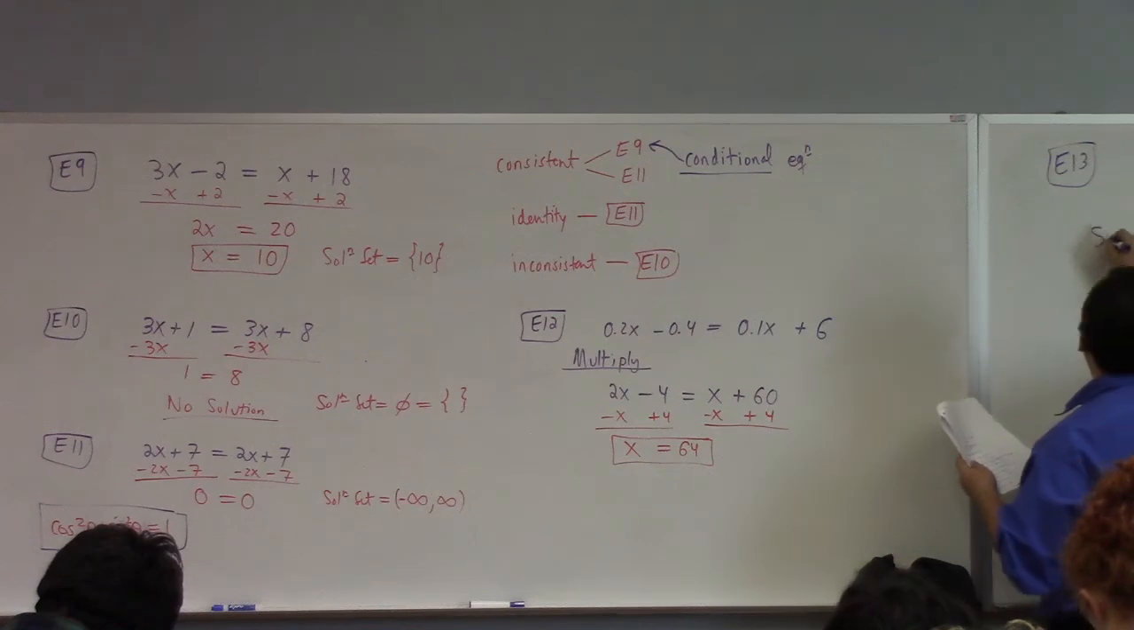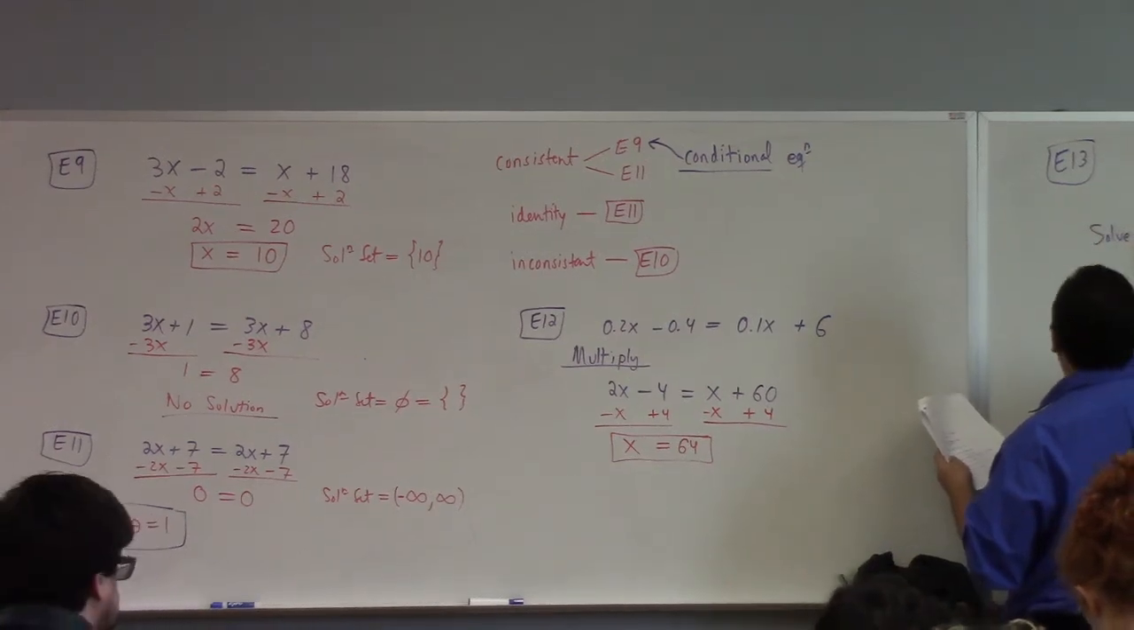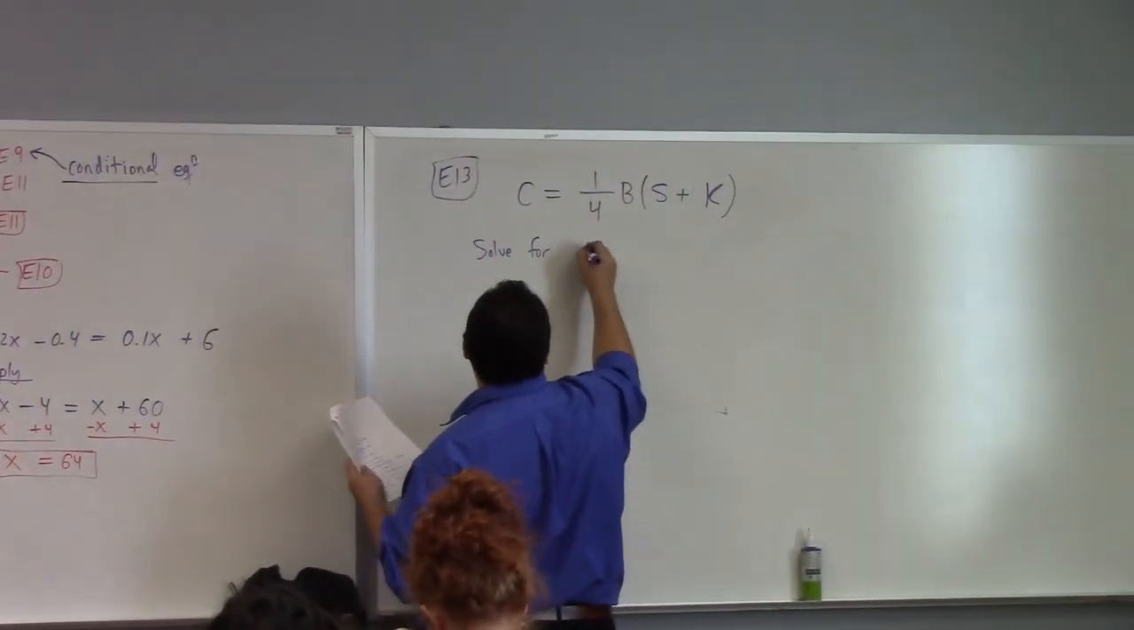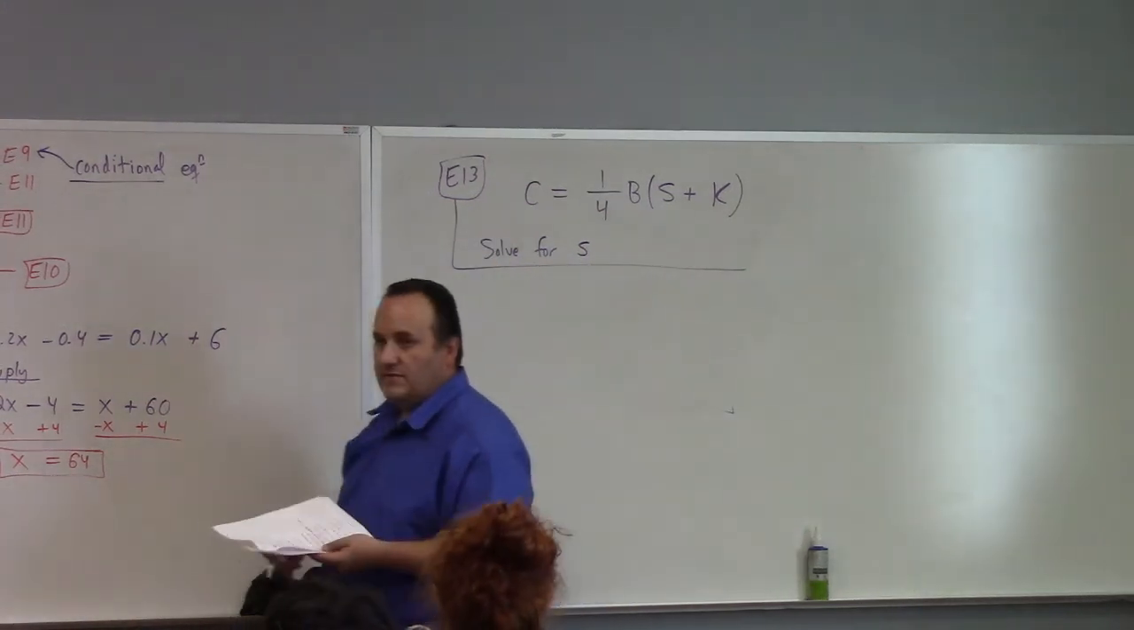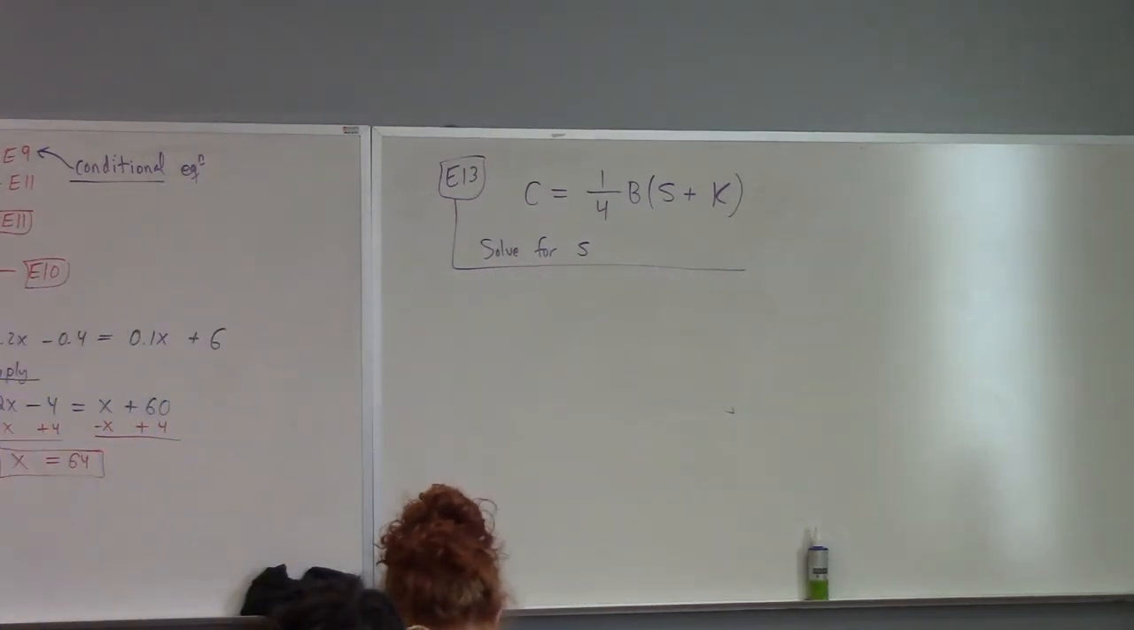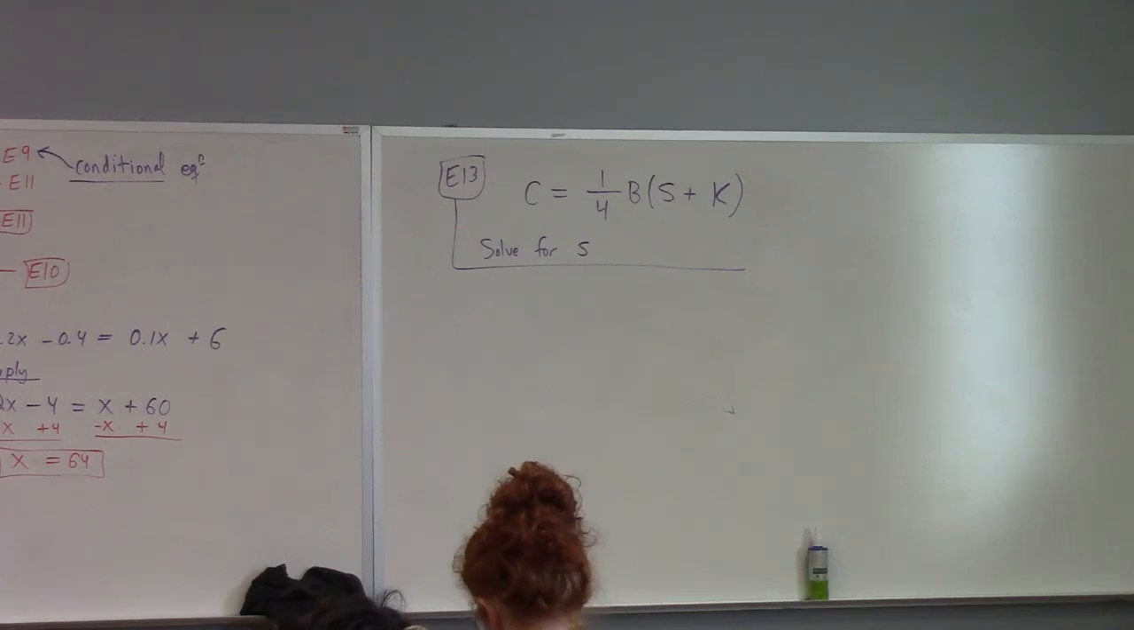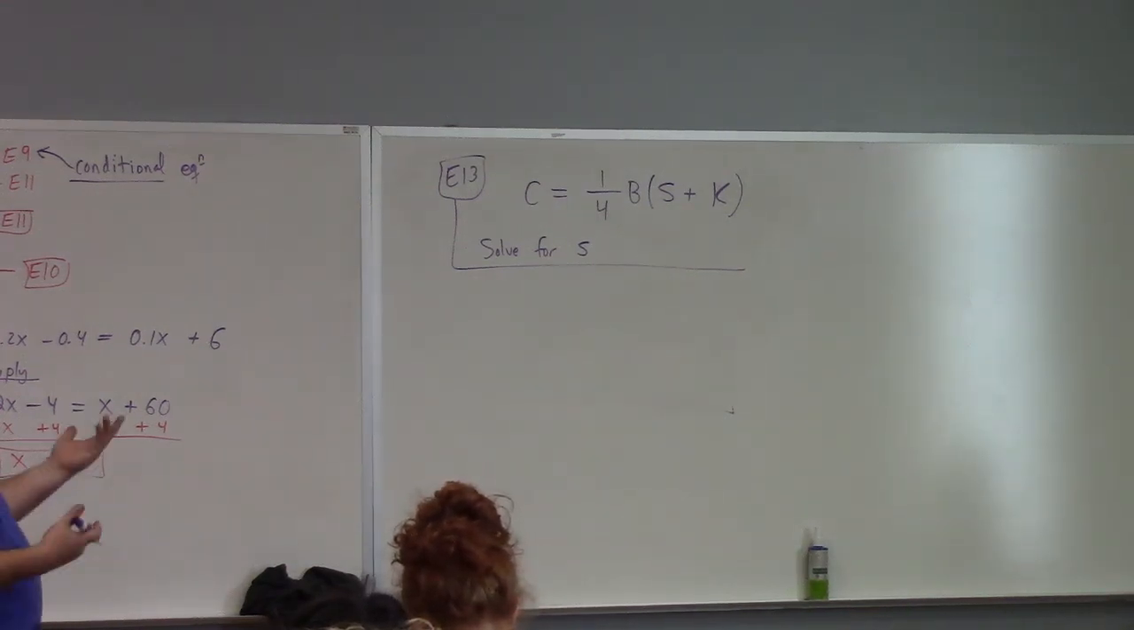And then you're supposed to solve for S. So this is a little bit different than the last few problems I did, right? Now we have more variables, right? You got your C, you got your B, you got your S, you got your K. So the answer here is going to be in terms of letters. It's not just going to be a number. It's not an identity.